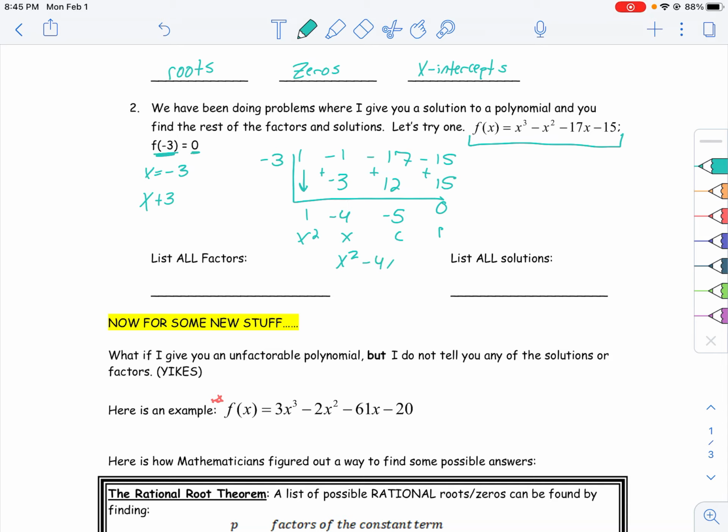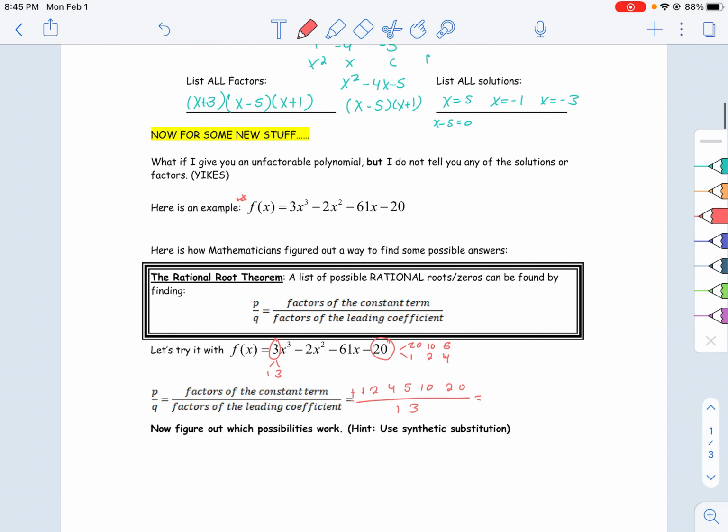So that gives us x squared minus 4x minus 5, which factors into x minus 5 times x plus 1. So if we're listing all of the factors, we have that x plus 3 that we started with, and then x minus 5, and then x plus 1. To find the solutions, you just set each of those factors equal to 0 and solve for x. So x equals 5, x equals negative 1, and x equals negative 3. All right, so that's what we've been doing. On to the new stuff.